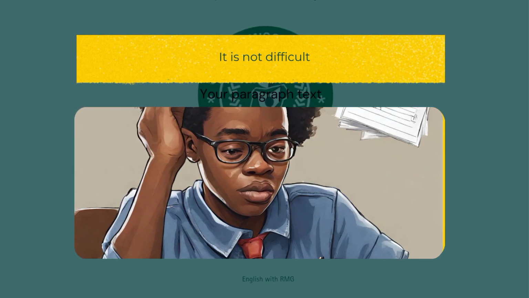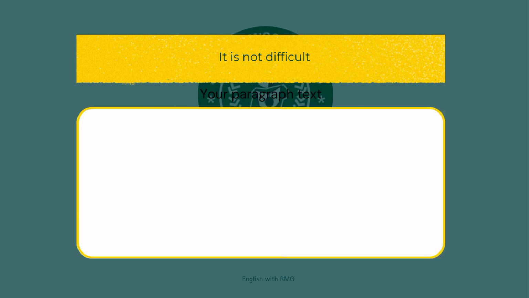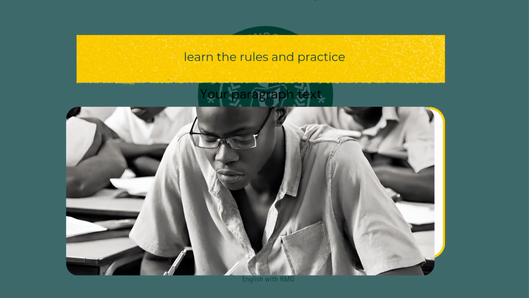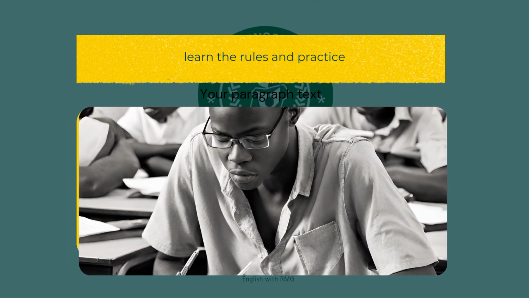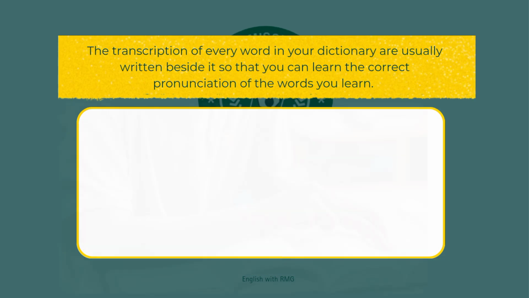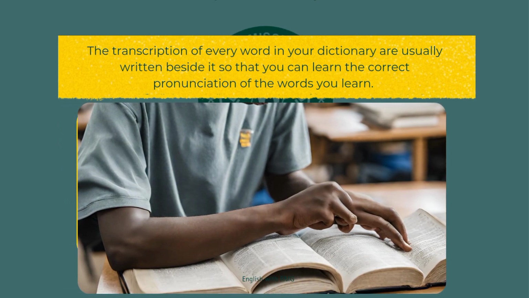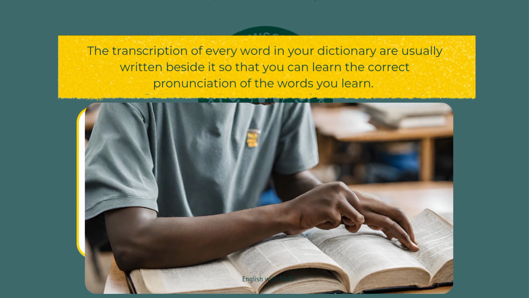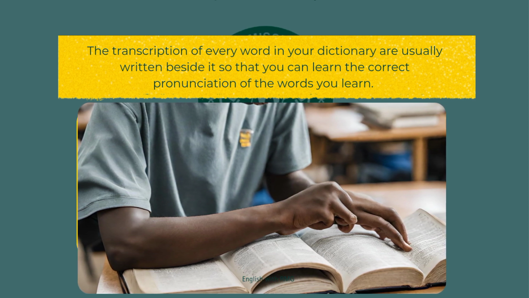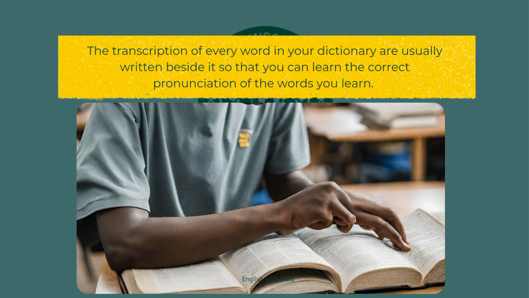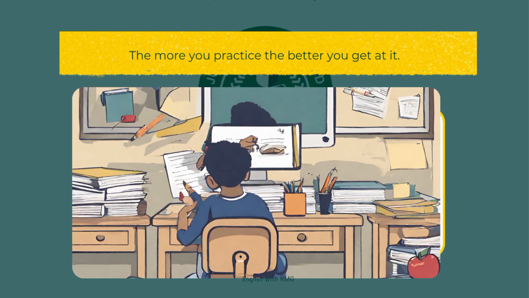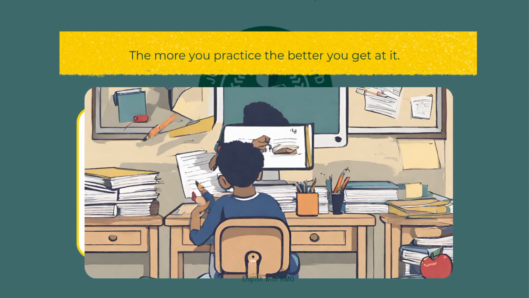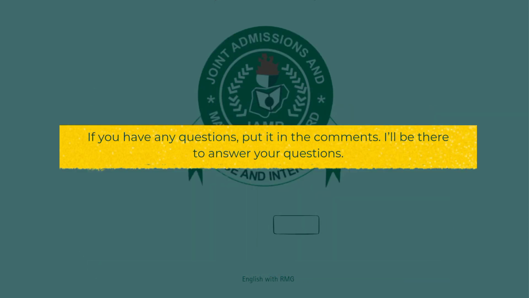Don't think that this is difficult. Test of orals is not difficult. I'm being sincere here. All you need to do is learn the rules and practice. That is the cheat code. Learn the rules and practice. Once you do that, you will get it. Beside every word in your dictionary, the transcriptions are always there. So you can use those transcriptions to practice with more past questions in your past question text. So practice. The more you practice, the better you get at it. The more you understand how sounds are realized with letters in English.